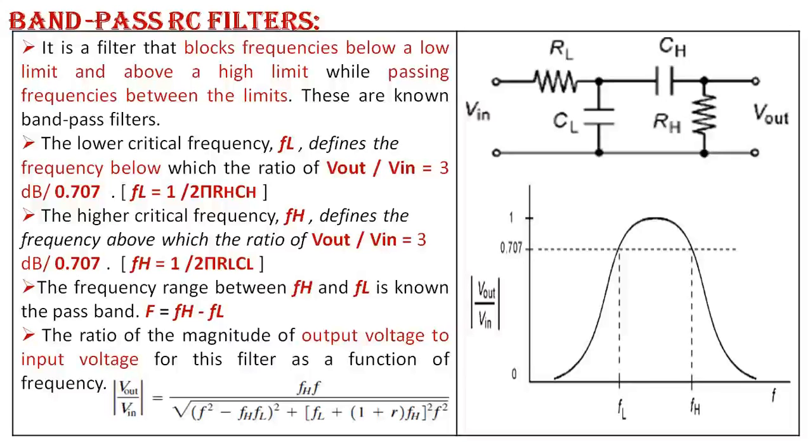The ratio of the magnitude of output voltage to the input voltage for this filter, as a function of frequency, is given by the expression shown. So that diagram shows the circuit diagram and the frequency response curve of the band pass filter.